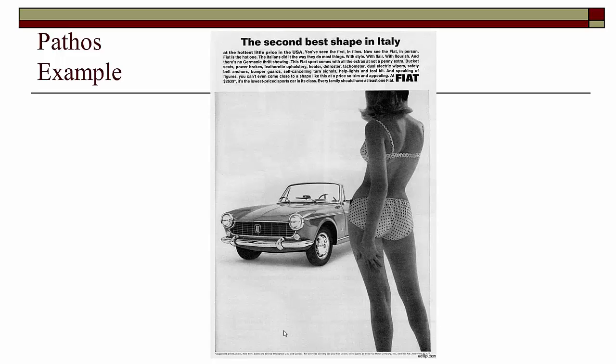Here's an advertisement for a Fiat, the second best shape in Italy. When we see images like this, when we see an advertisement that's trying to sell female sexuality, our initial assumption, I think, is that this must be aimed directly at men. And the argument then would be, if a man buys this Fiat, he can have this woman in some way. This woman comes with the Fiat.